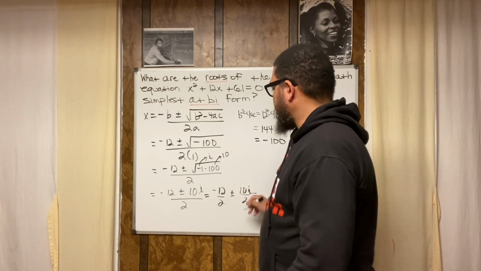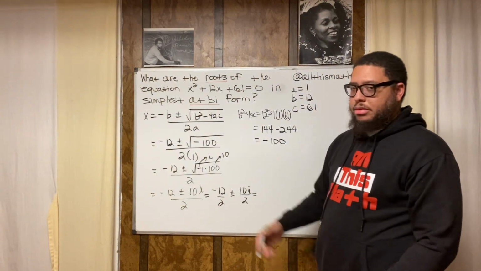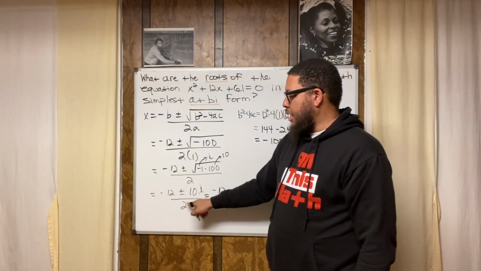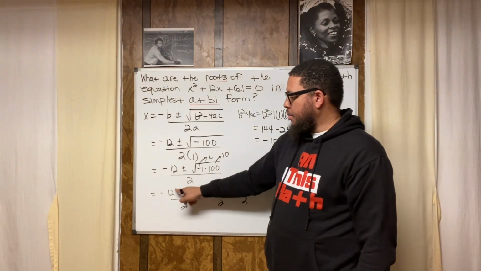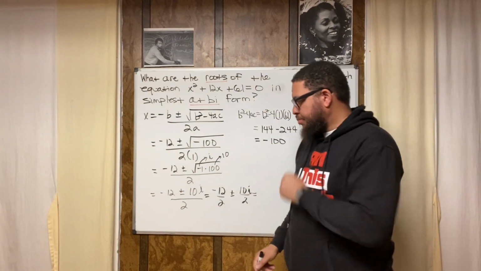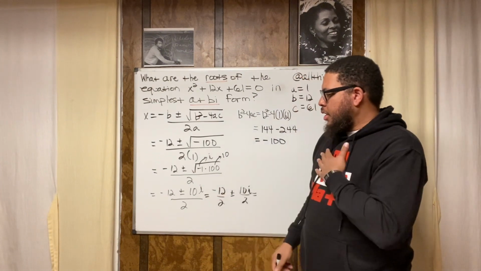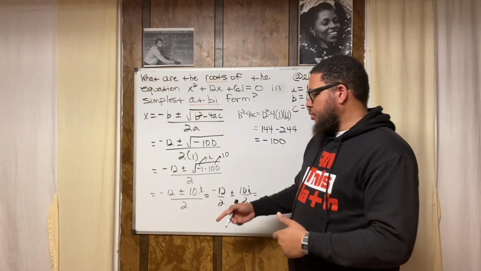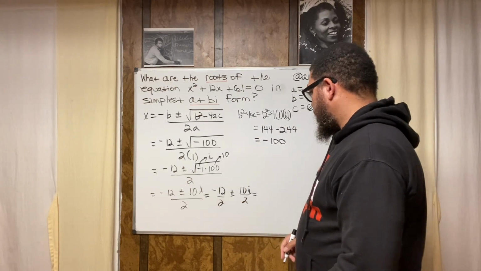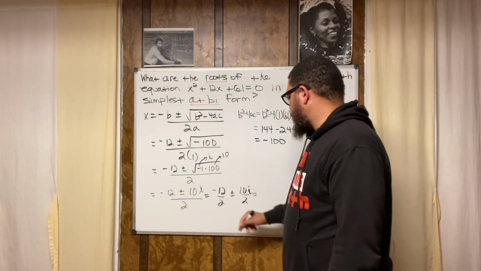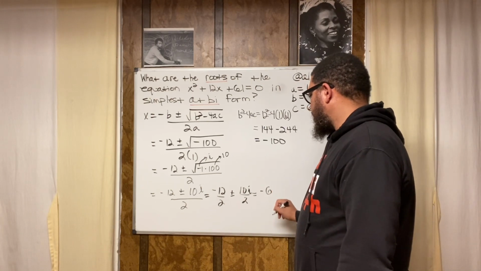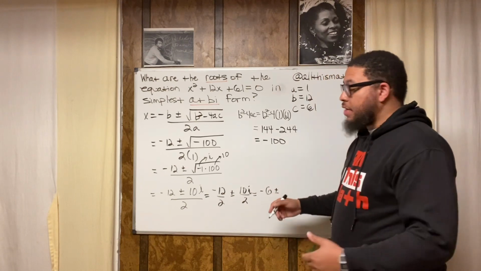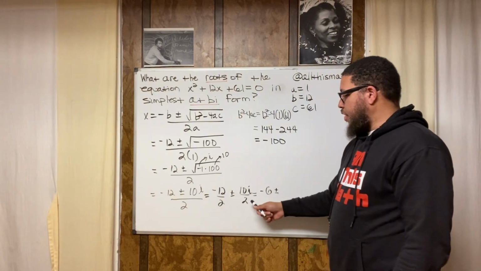And if we saw it like that, then you'd be like, oh, okay, I get it. But you have to understand how to recognize that when your denominator is a number, and both of the numbers in the numerator are divisible by that number, then you can reduce. So negative 12 divided by 2 is going to be negative 6. 10i divided by 2 is going to be 5i, because 10 divided by 2 is 5.